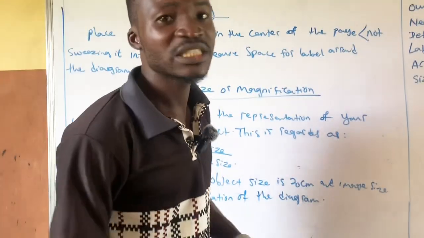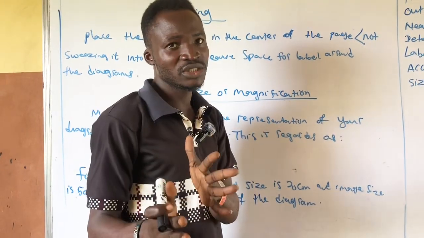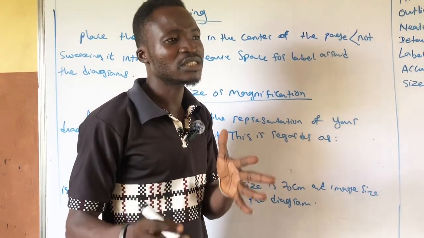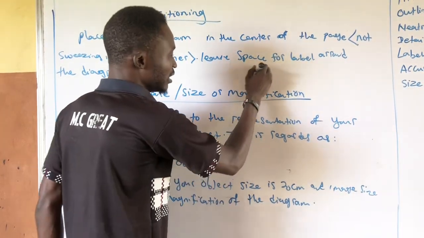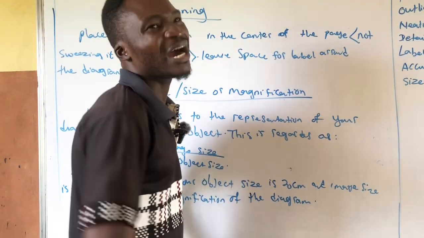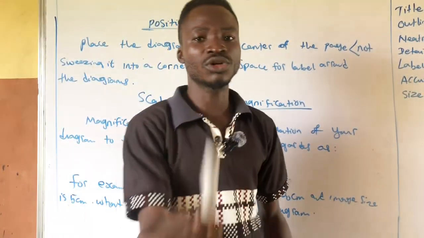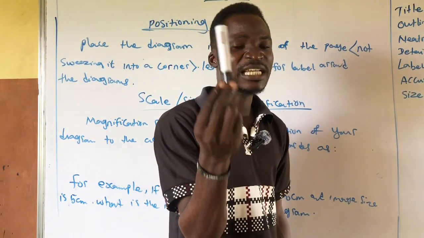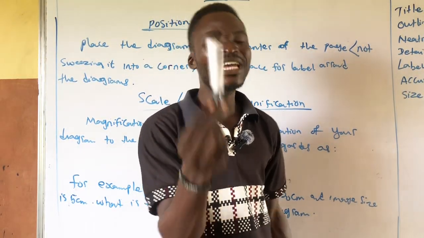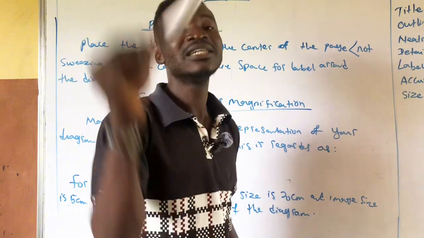Which is image size. Let me explain that. What is the meaning of that? The size of your image. Image is different from object. Just like what you have drawn is the image. The actual material you are asked to draw is the object. For instance, I'm asked to draw this marker. This marker is the object. If I draw it, what I have drawn is the image.